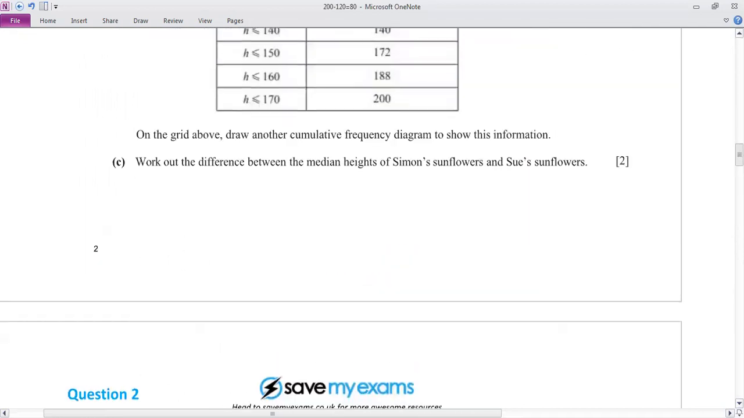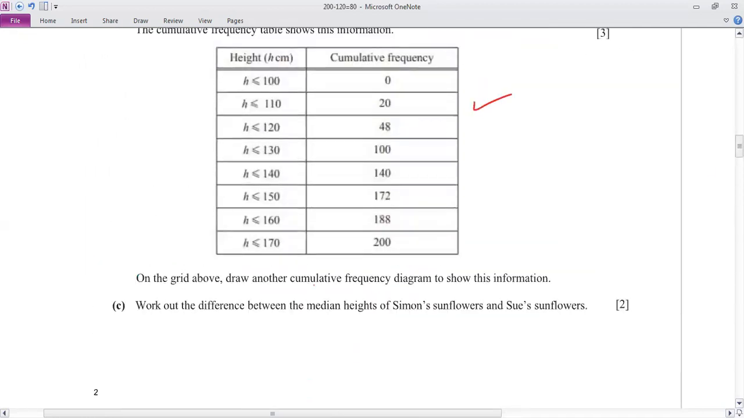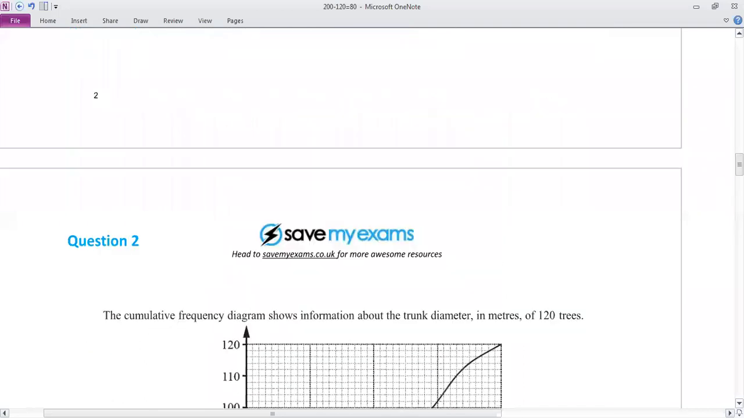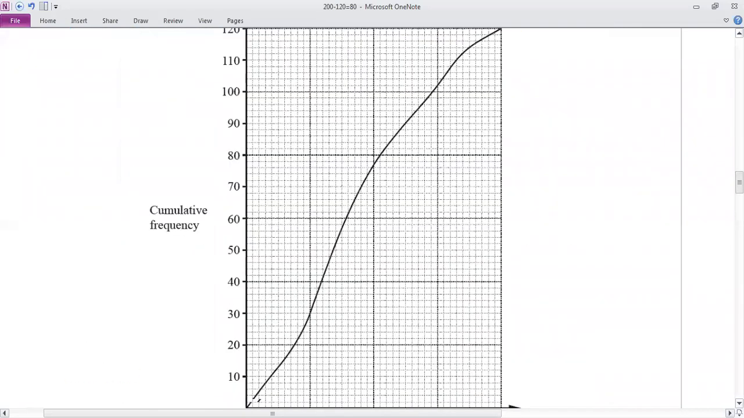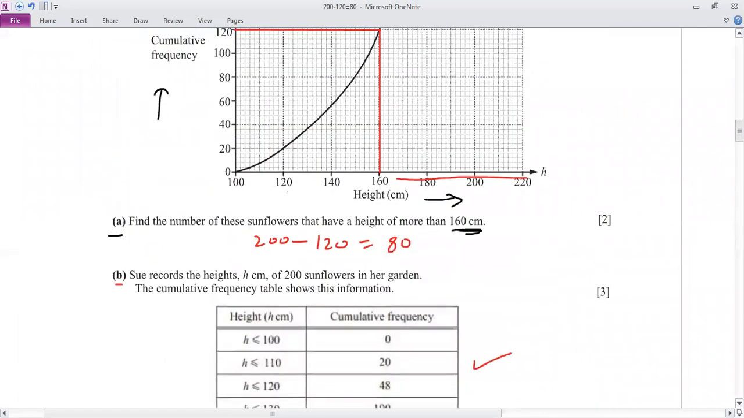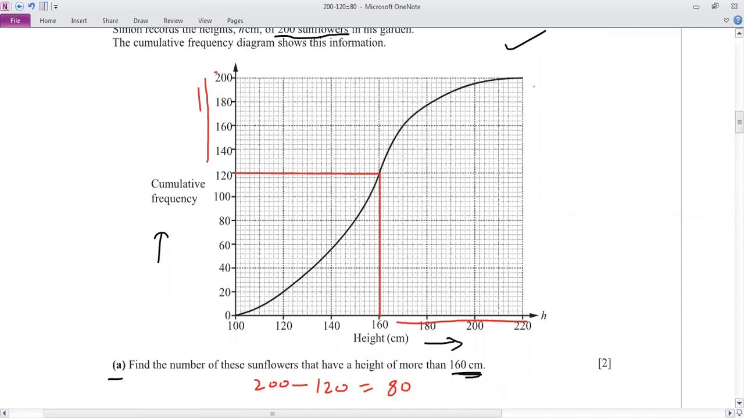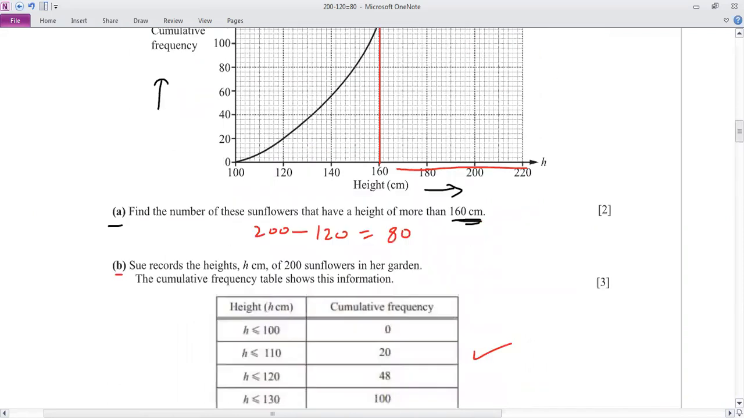You have to draw another cumulative curve diagram to show this information. There should be a graph like this one also. It's not given, but it will be just like the graph. What we will do, because they did not give one, is draw on the same grid the cumulative frequency curve for Sue.